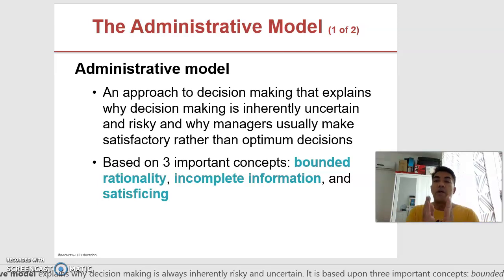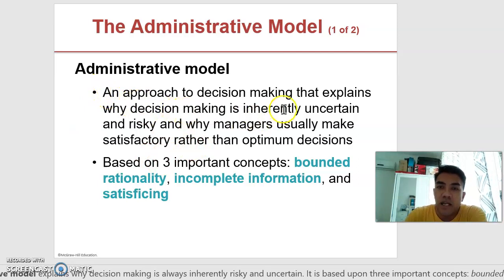So kita tahu option mana, universiti mana, program apa, and then what are the costs involved, and that is part of what we call the classical model of decision making. We know the alternatives, and then we know what are the possible outcomes from each alternative. And then the next model we talk about is the administrative model of decision making.